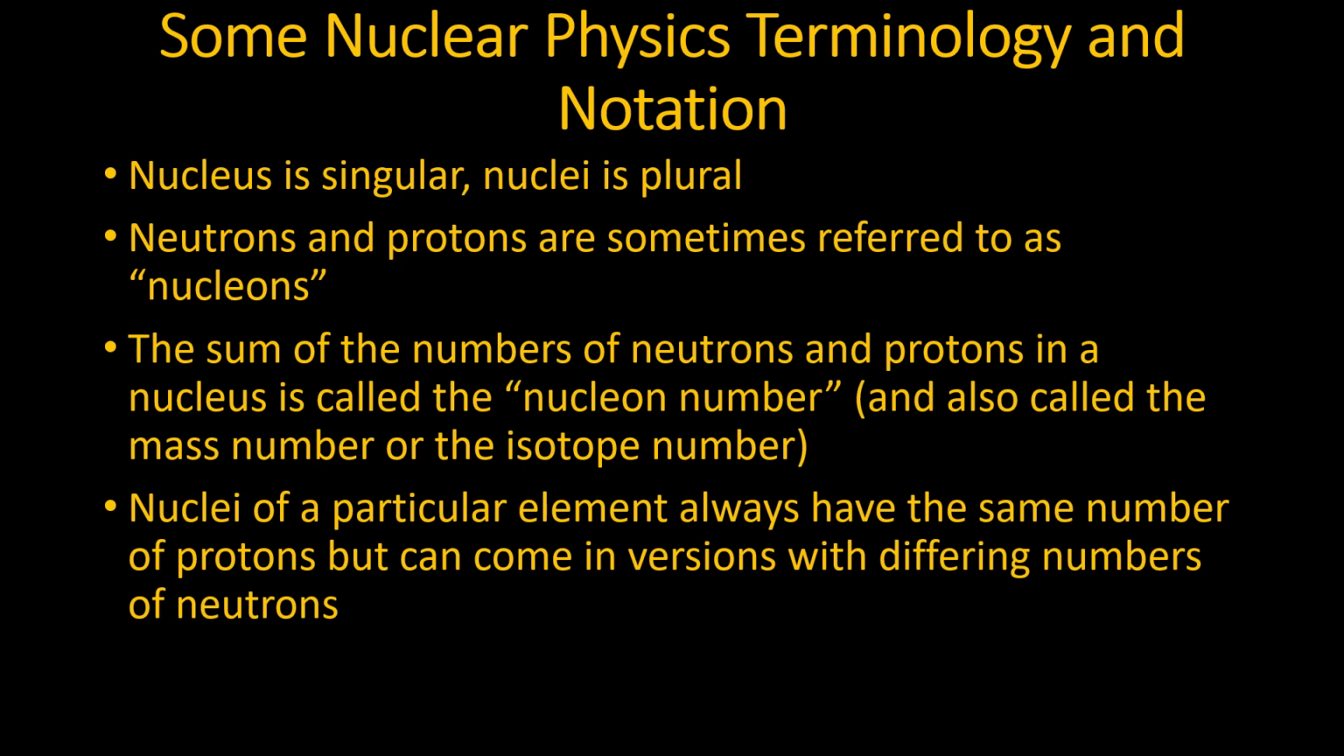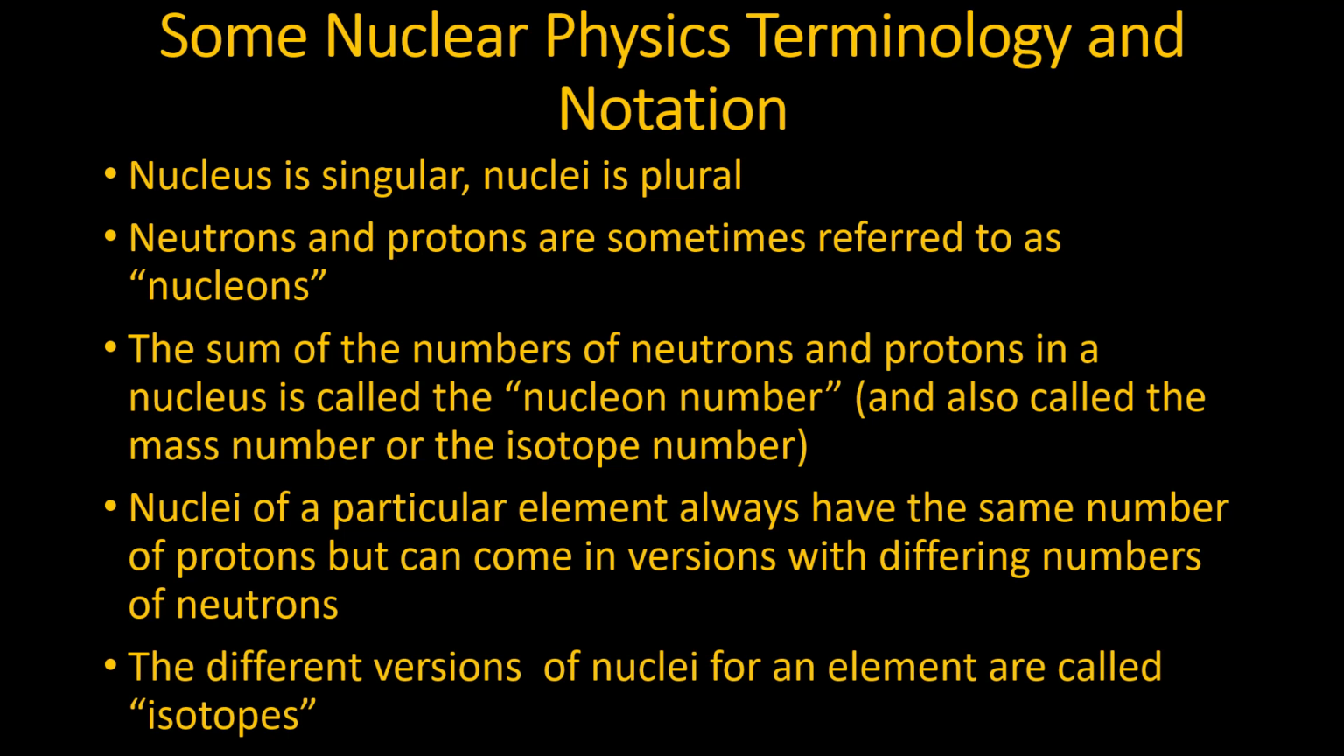Nuclei of a particular element always have the same number of protons. That proton number is sometimes called the atomic number or just the element number, but they can come in versions with differing numbers of neutrons.